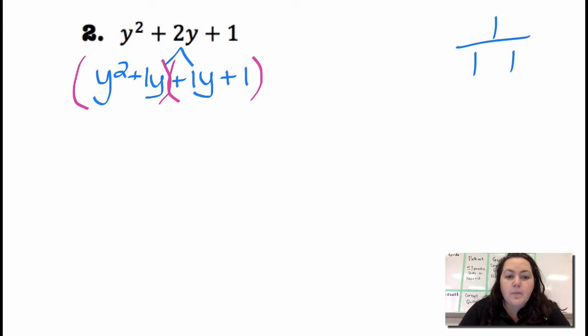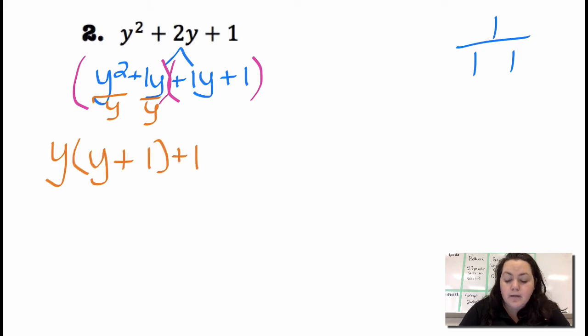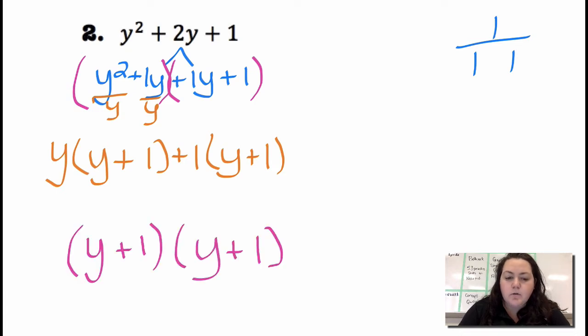In the first group, I can pull out a y. That leaves me with y plus 1. And in the next group, I can pull out a 1. That leaves me with y plus 1. So my factors are y plus 1 and y plus 1. So another way I can write this is, since I have 2 of them, y plus 1 quantity squared.